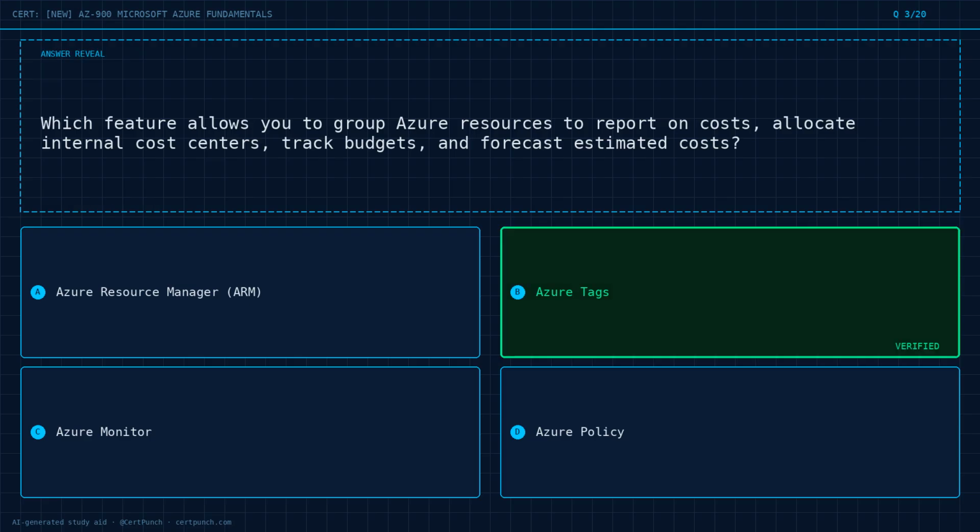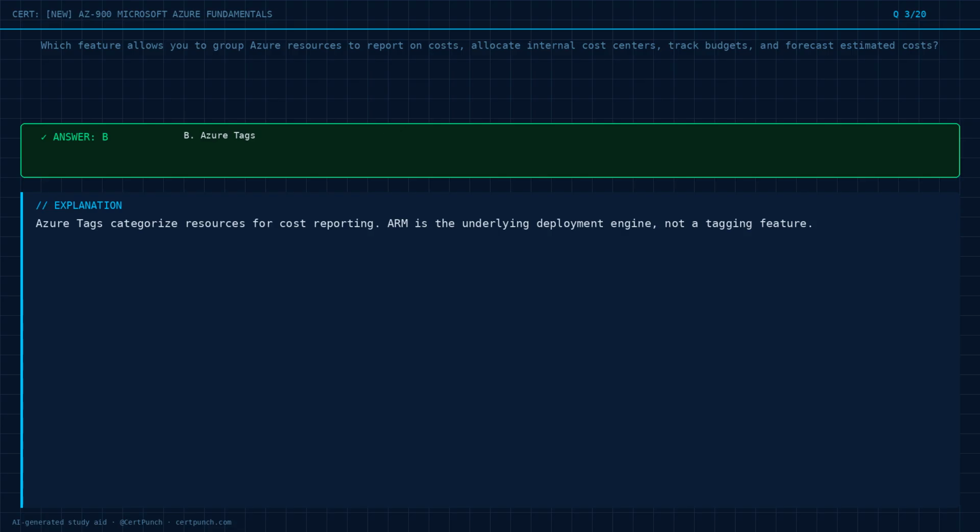The answer is option B. Exam logic. Azure Tags categorize resources for cost reporting. ARM is the underlying deployment engine, not a tagging feature.